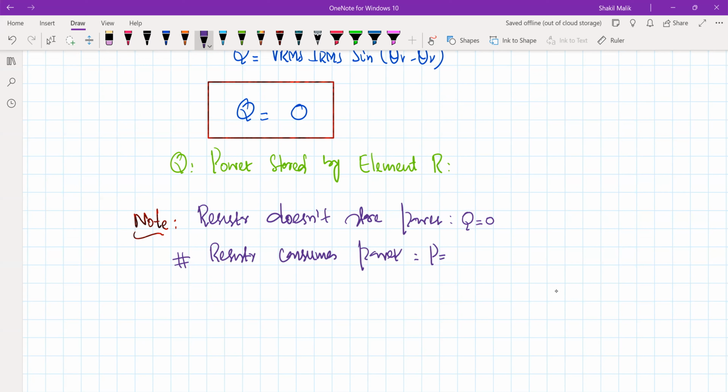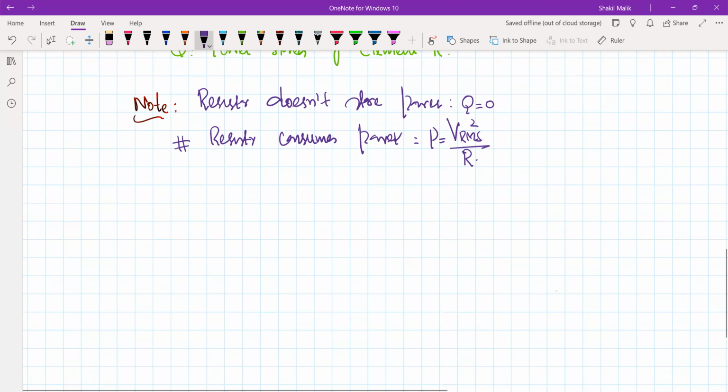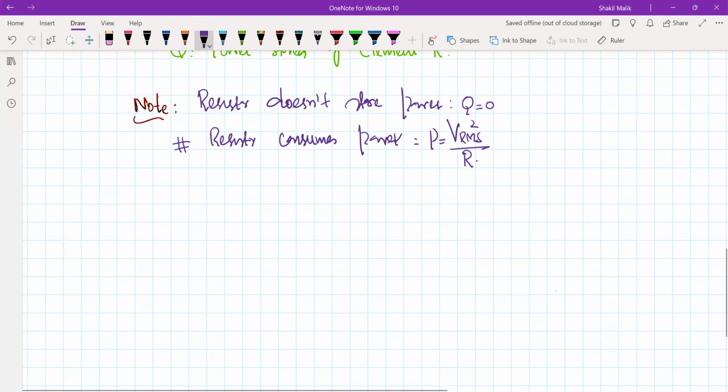And you can use P as VRMS squared divided by R, or IRMS squared times R. There are different expressions that are given above. So it only consumes power, and how much is the power consumed by the resistor? The RMS value of the voltage squared divided by R, or the RMS value of the current squared multiplied by R. So this is the power consumed by this resistor.